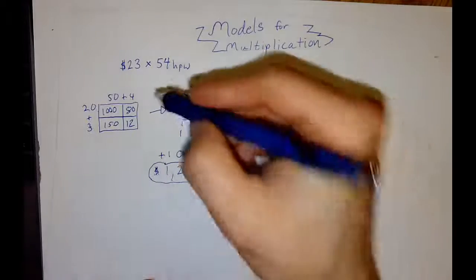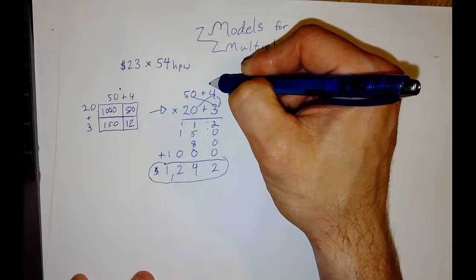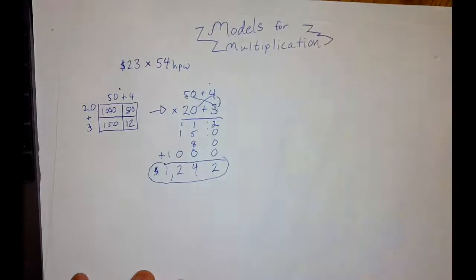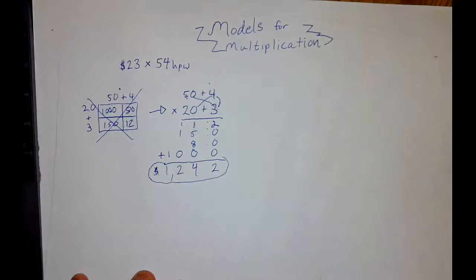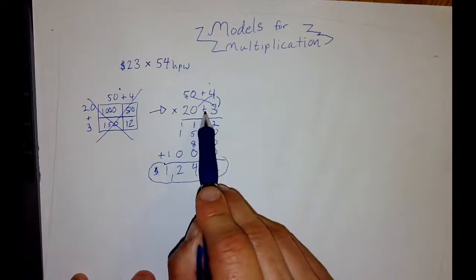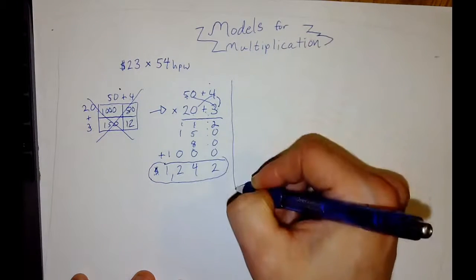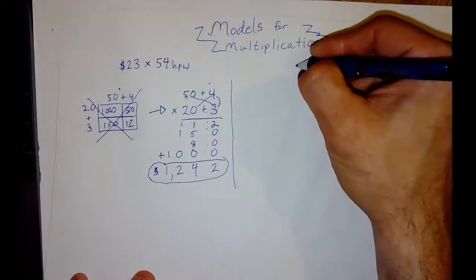So here we moved from an area model to a partial products algorithm, but we did it in expanded form. For this next problem, I would like to get rid of the area model and just do the expanded form partial product model. Let's do that problem now. Here's the problem I'd like to do.